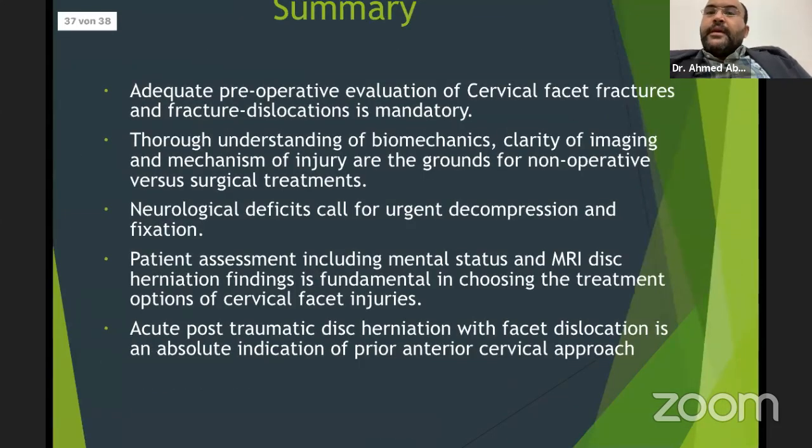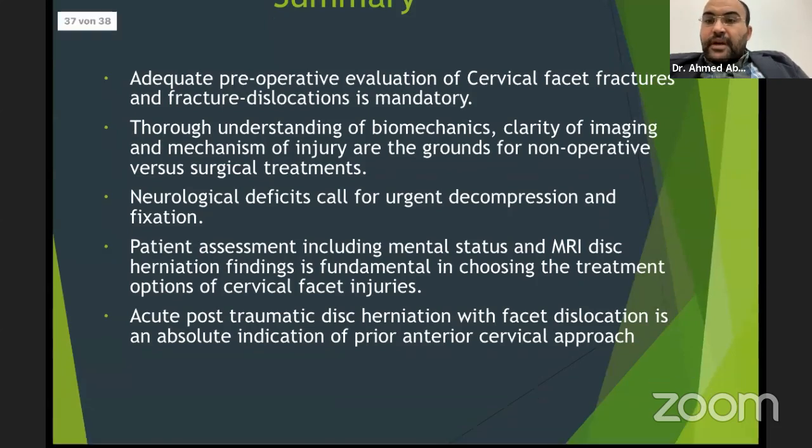The summary. Adequate preoperative evaluation of cervical facet fractures and fracture dislocation is mandatory. Thorough understanding of biomechanics, clarity of images, and mechanism of injury are the grounds for non-operative versus surgical treatments. Neurological deficits call for urgent decompression and fixation. The patient assessment, including the mental status and MRI disc herniation findings, is fundamental in choosing the treatment options for the cervical facet injuries. Acute post-traumatic disc herniation with facet dislocation is an absolute indication for a prior anterior cervical approach.